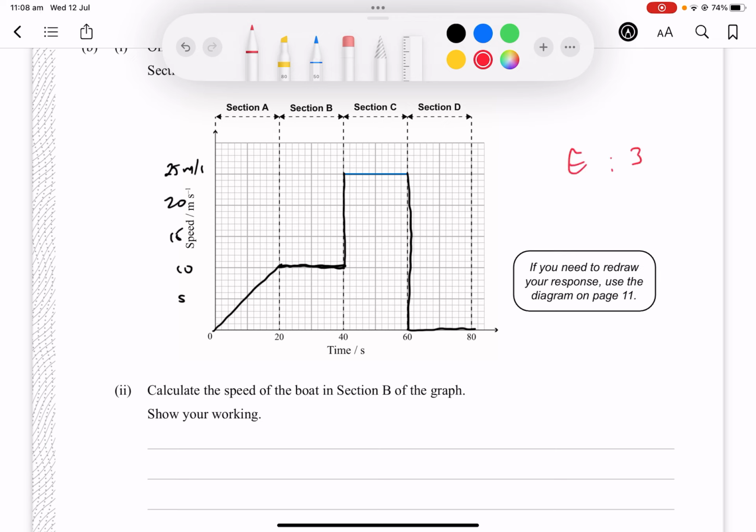So that's a 3 out of 3. For a merit, if you can get 2 out of the 3 sections correct, that is a merit. And for an achieved, if you can label 1 out of 3 of these correctly, that is an achieved grade.